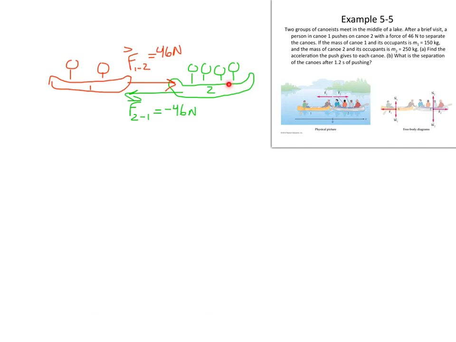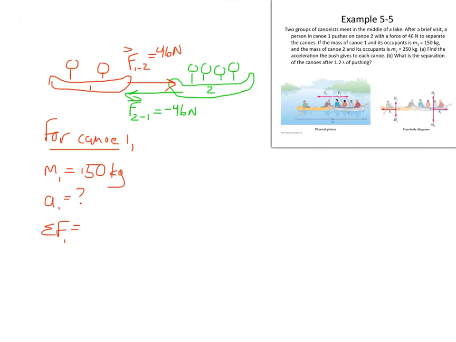So for canoe 1, the mass of canoe 1 is 150 kilograms, and the acceleration of canoe 1 is what we want to solve for. What's the net force being applied to canoe 1? Well, it's the force that's coming from the contact between canoe 1 and canoe 2. So it's really a contact force coming from canoe 2 that is pushing back on canoe 1. So that is going to be this negative 46 newtons.